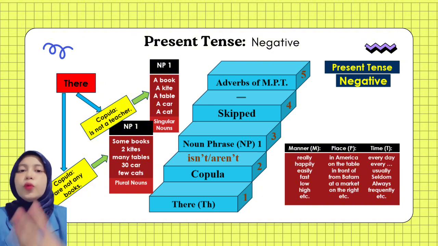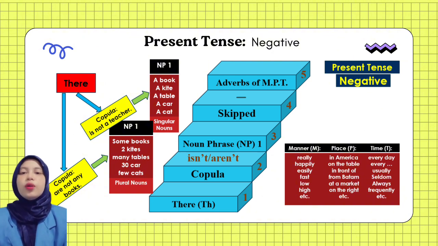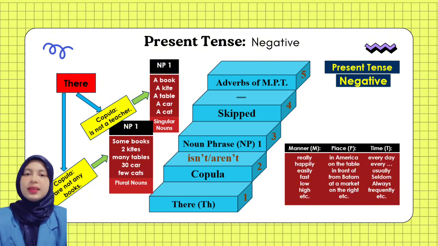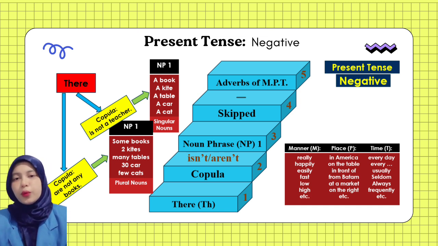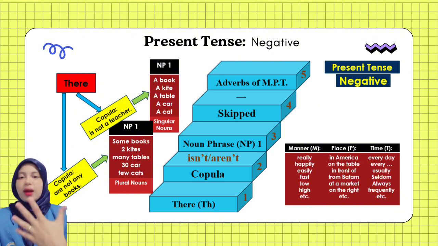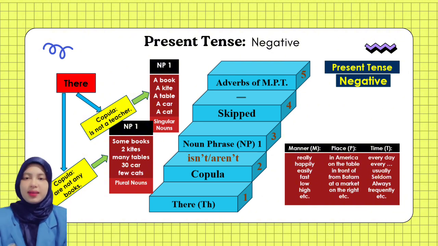Stairs 3, noun phrase 1. This is the noun or noun phrase that we are stating did not exist or was not present in the past. Stairs 4, skip. Similar to the positive form, we bypass this step. Stairs 5, adverbs of manner, place, time. You can still include adverbs of manner, place, or time to provide additional context to your negative statement about past events.